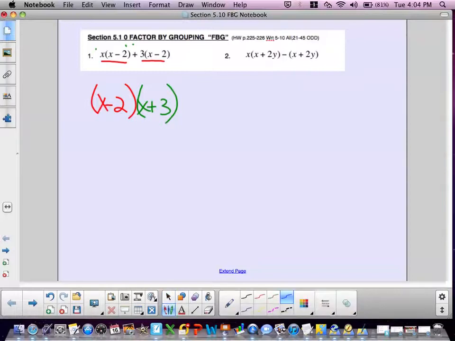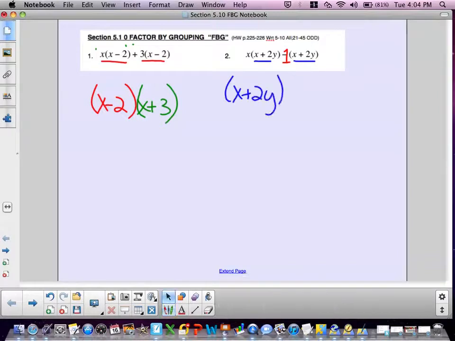Looking at number 2, you can see that x plus 2y and x plus 2y are common to both terms. Before we factor that out, though, I have x times the quantity x plus 2y minus the quantity x plus 2y. You can think of this as having a 1 in front of it. So that when I remove the factor of x plus 2y, what stays behind to create the second binomial factor will be the x and the minus 1. So x plus 2y times x minus 1 would be the factored version of the problem above.